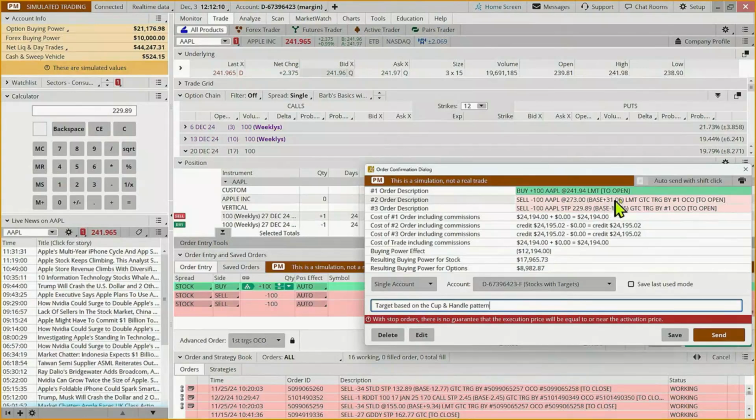There's not a guarantee. Like if the stock were to gap up, it may never go up to 273, first of all, but it could gap up and we could end up out for a higher amount. It also could gap down, and there's no saying that we get out at exactly this price we're requesting on the downside either.